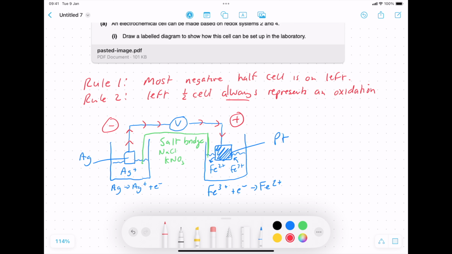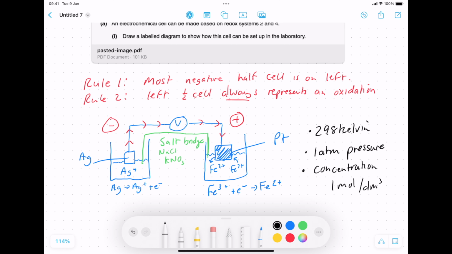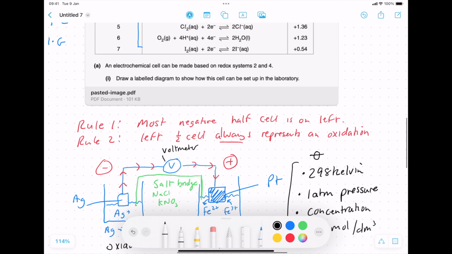Finally, we need to put in some conditions. The conditions for these standard electrochemical cells are always the same: a temperature of 298 K, a pressure of 1 atm, which is about 101,000 pascals, and finally, concentrations. Any concentrations of solutions must be 1 mole per decimeter cubed. So the concentration of the iron solutions or silver are all going to be 1 mole per decimeter cubed. The question says: draw a labelled diagram to show how the cell can be set up in the laboratory. That would be the answer.